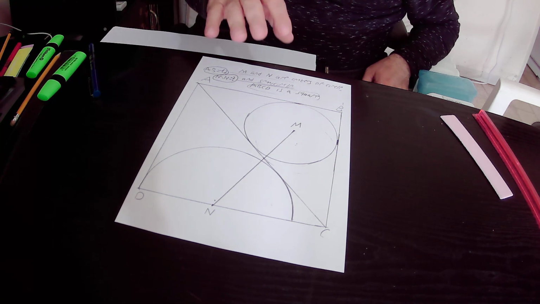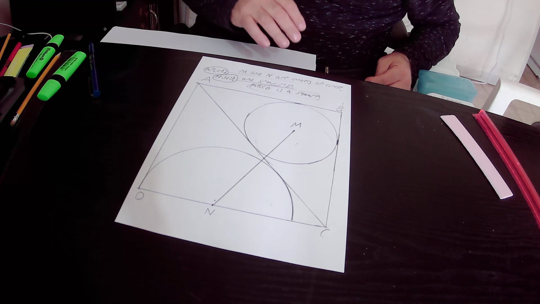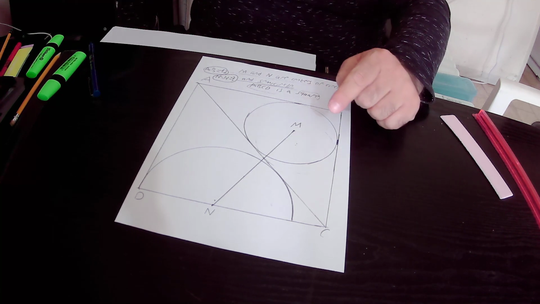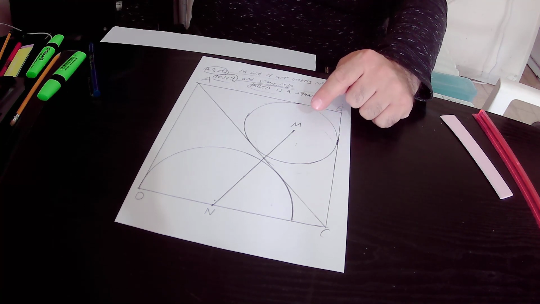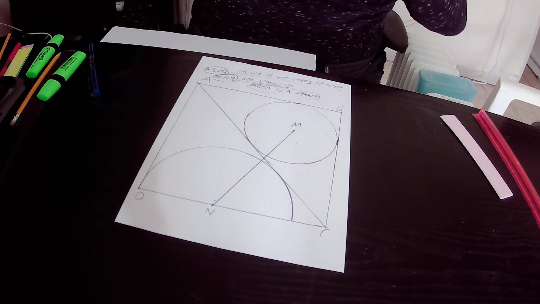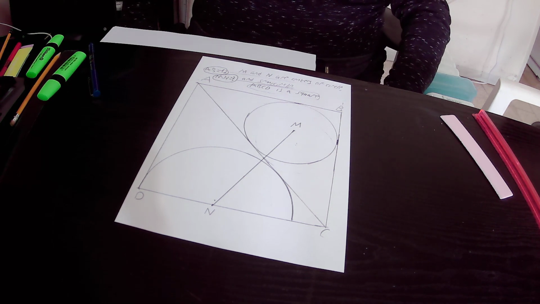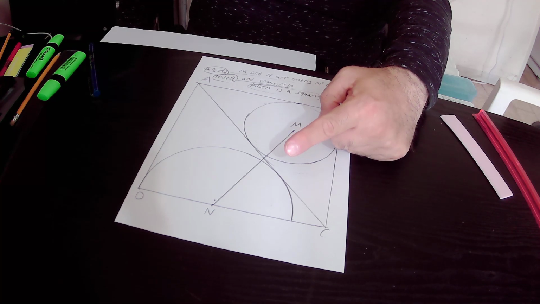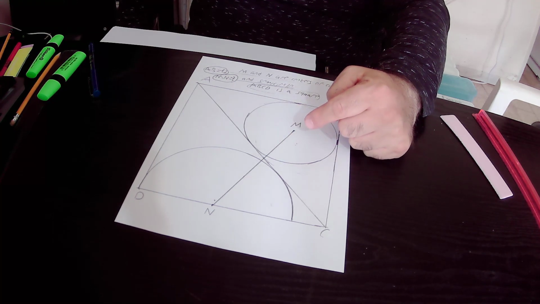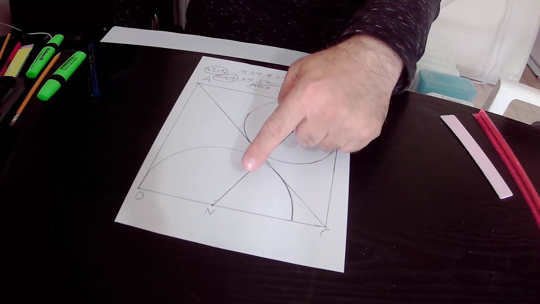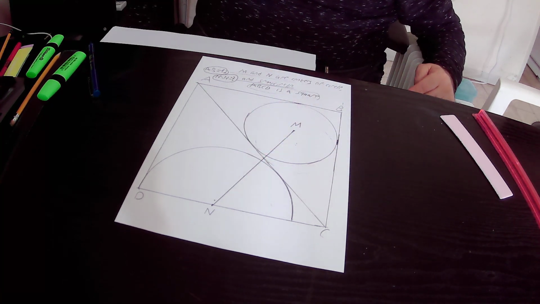And inside this square ABCD we have a circle and a semicircle. The center of this circle is at point M, and the center of this semicircle is at point N. And we actually want to find out the distance between their centers. That is to say, the distance between point M, the center of this circle, and point N, the center of the semicircle. Okay?